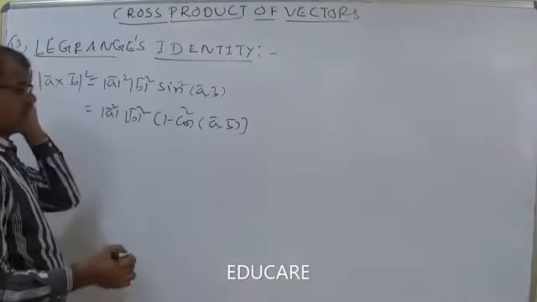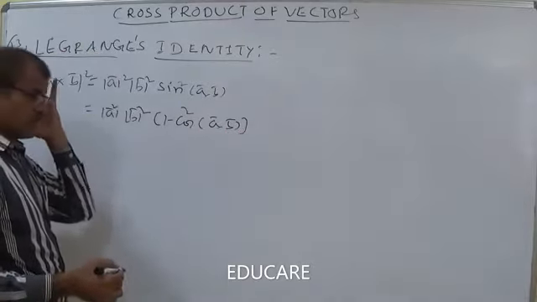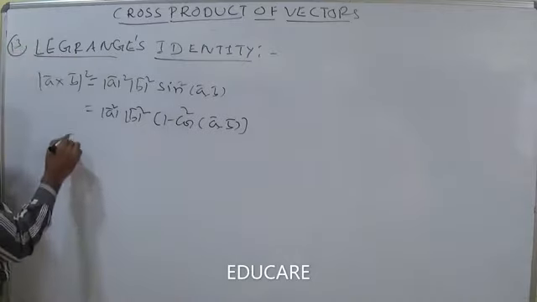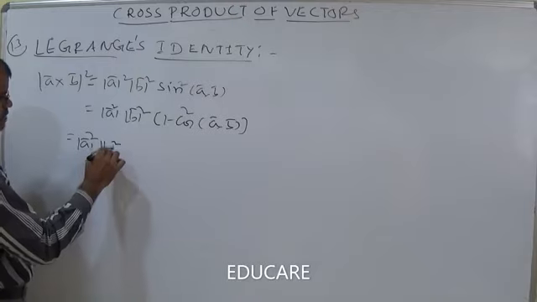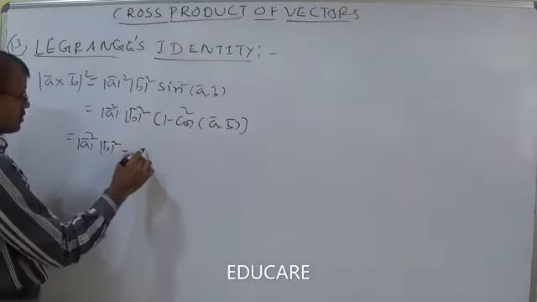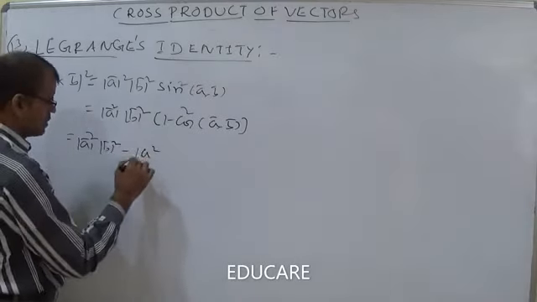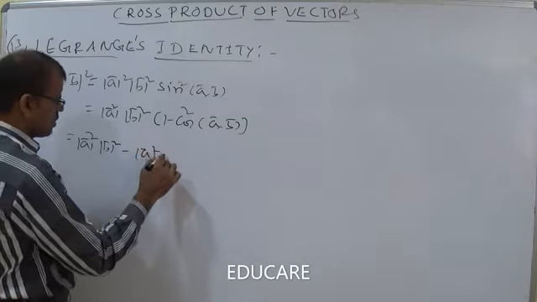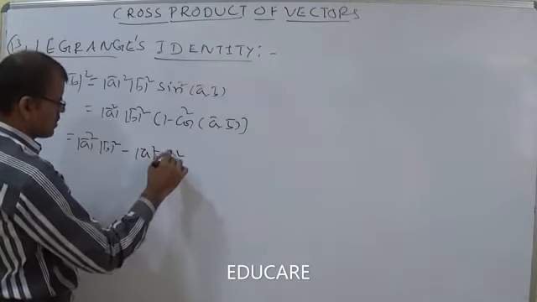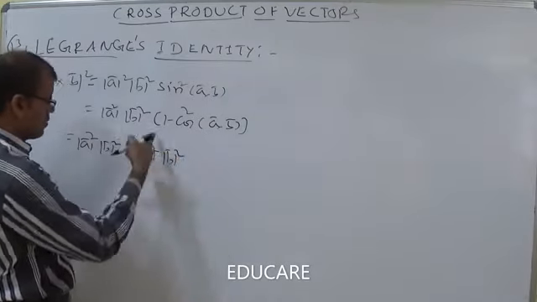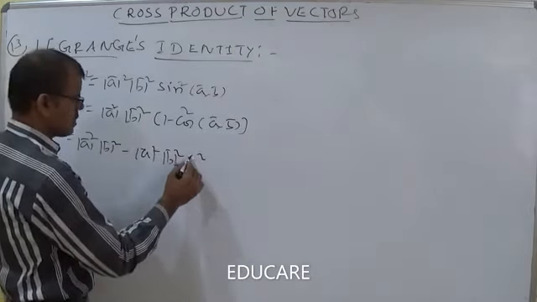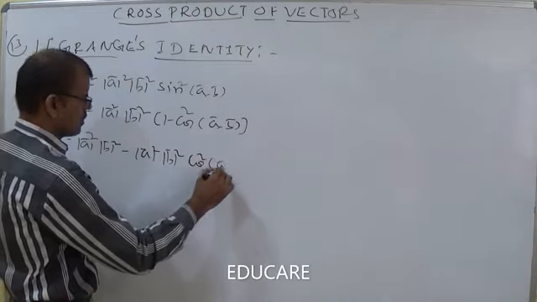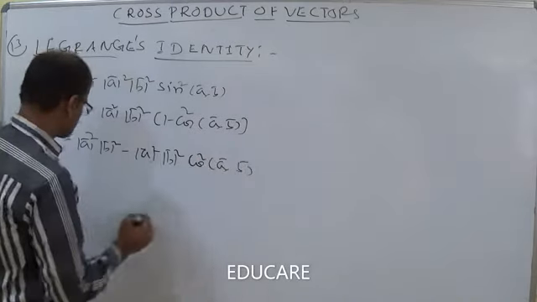Whenever I write A bar, B bar with a comma in the bracket, it indicates the angle. We have discussed this many times. So you can write modulus of A square into modulus of B square, multiplied with this one: modulus of A square, modulus of B square, minus mod A square mod B square into cos square of A bar comma B bar.